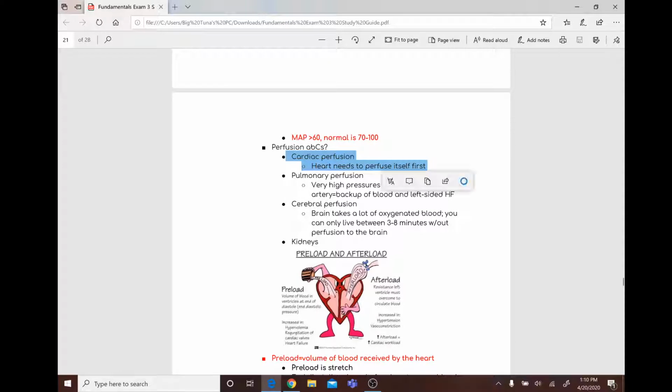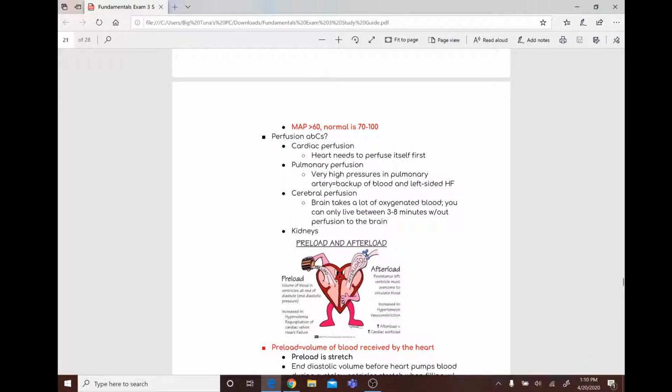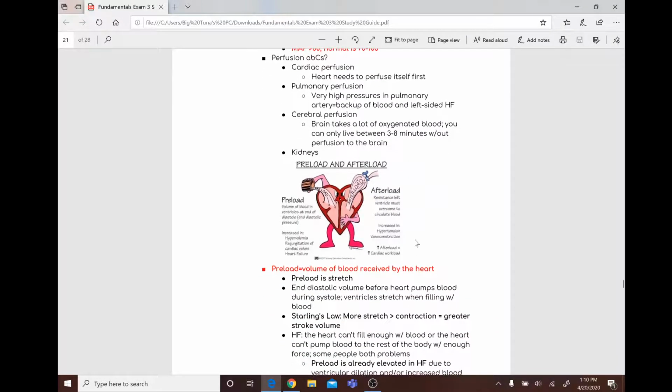Cardiac perfusion: the heart needs to perfuse itself first. Pulmonary perfusion: very high pressures in pulmonary artery, backup of blood, heart failure. Cerebral perfusion: 3 to 8 minutes.